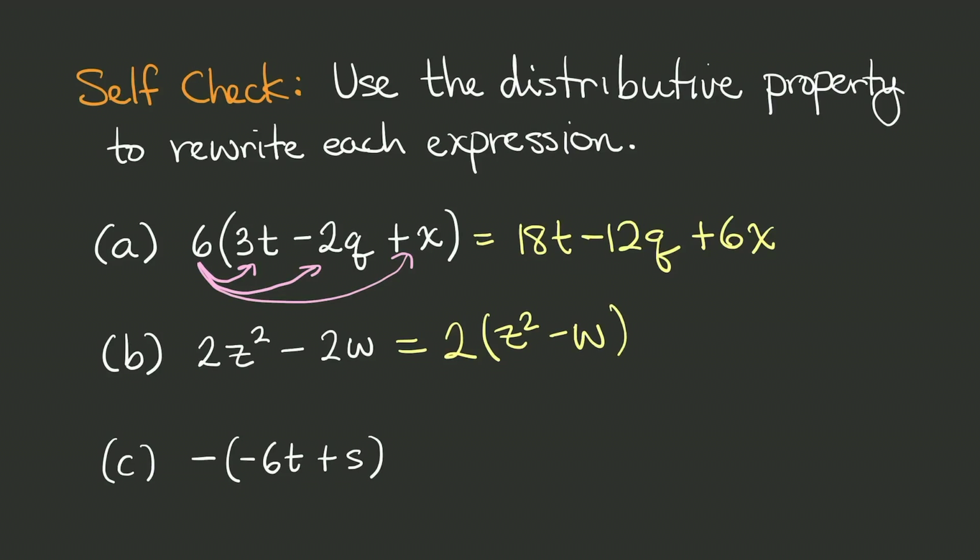Finally, in part C, we need to distribute the negative sign. We can think of that as a negative 1 sitting there, multiplying each of the two terms. And so the first term is going to go from negative to positive 6t, and the second term will go from plus s to minus s.